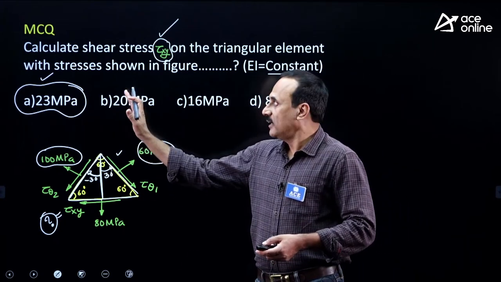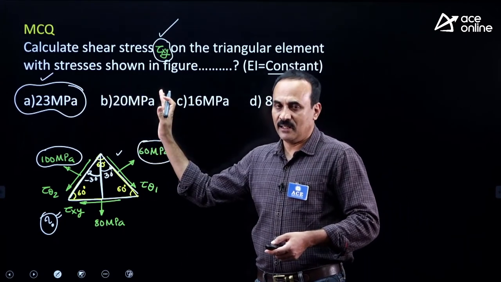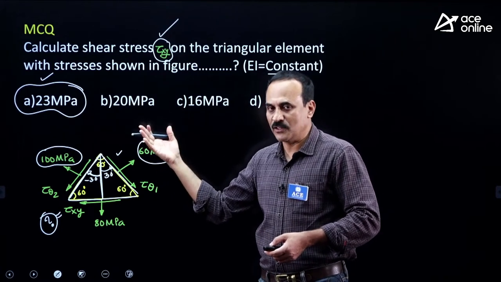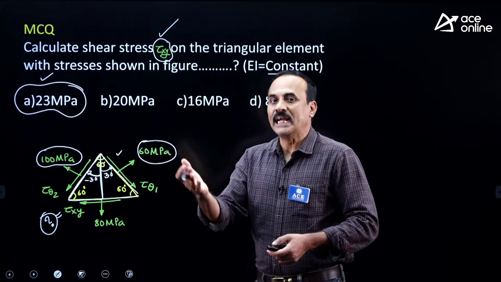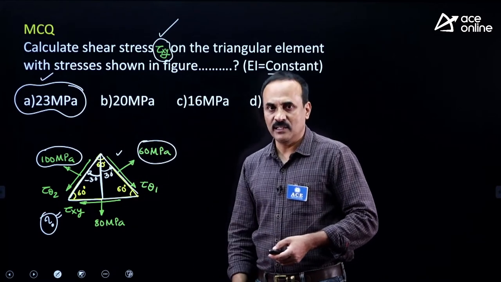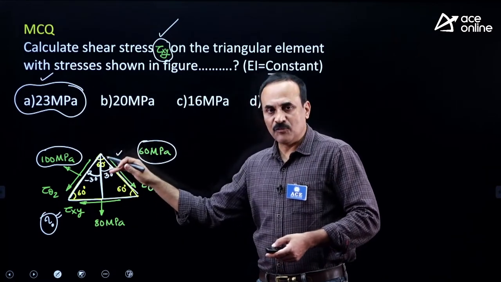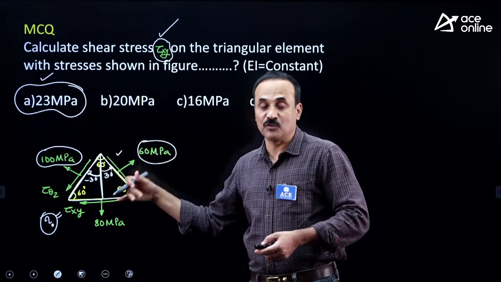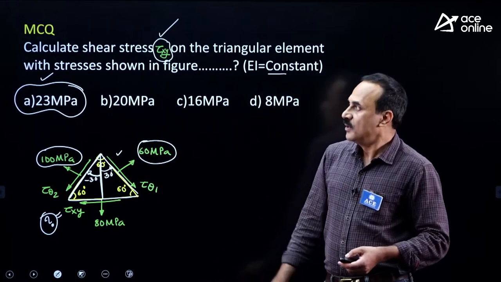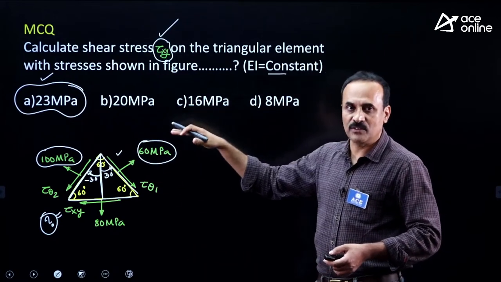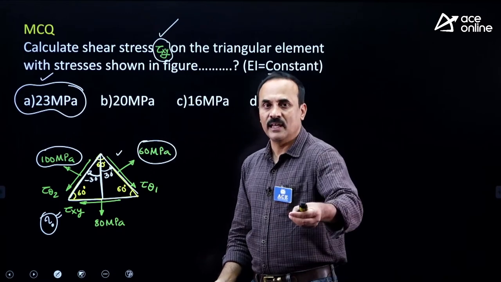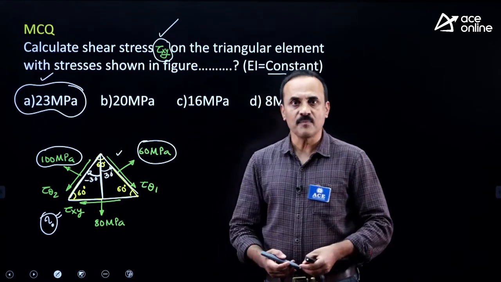So this way, slightly lengthy questions may come, such questions may come in the GATE exam, maybe as a 2 marks question. They'll give you the data in such a way that you can calculate the things without a calculator also. So these are the simple questions we have taken to have clarity on the fundamentals.